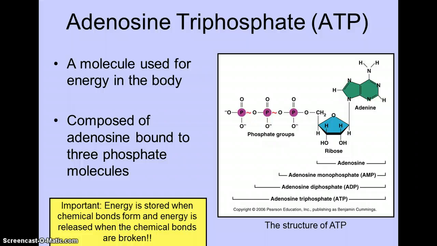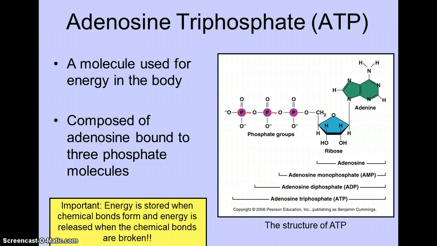So how does this work? Well, if we go back to this ATP molecule, what we actually do is we're able to break off this outermost phosphate group. When this happens, the energy that was stored in the bond is released, and our bodies are able to capture that energy and use it to power all of the activities that we do.